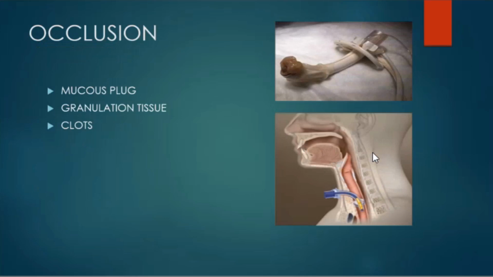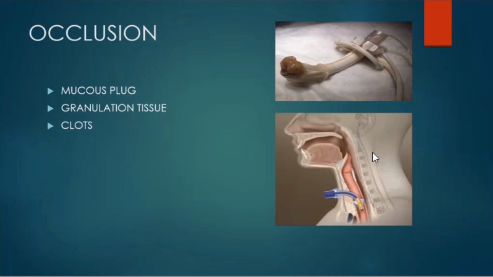Occlusion. Again, the occlusion can be complete or partial. It can happen because of the mucus plug. It's especially more common when the patient has bad lung, copious secretions, or the tracheostomy care is not good.